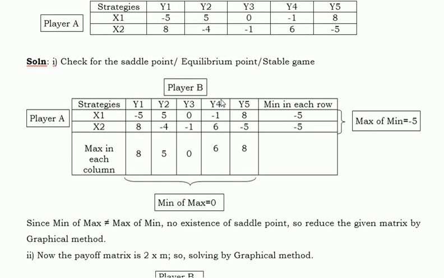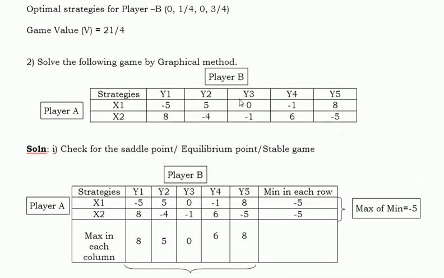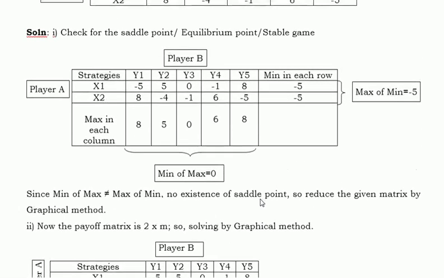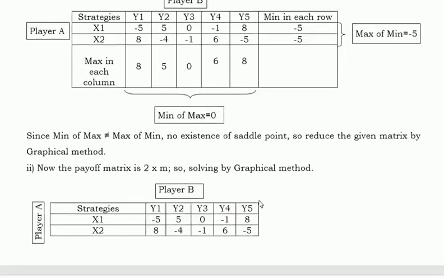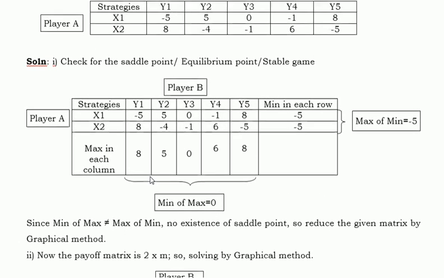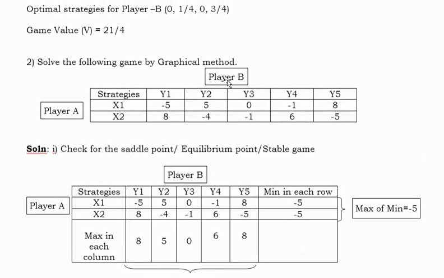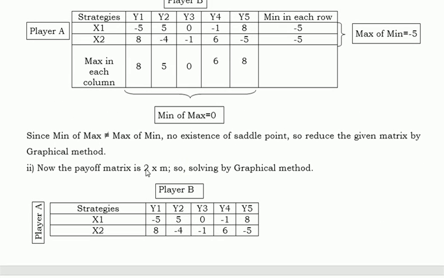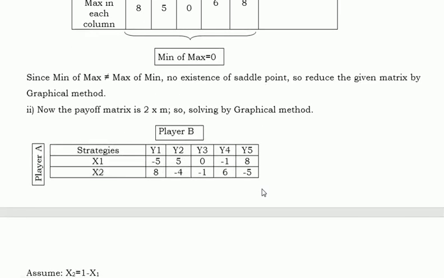But he clearly mentioned solve it by graphical method. It means you have to reduce the matrix by graphical method only, and you can apply graphical method because the order of matrix is 2 by m. For n by 2, 2 by m, you can apply graphical method. So directly you are applying graphical method without any dominance rule. No need to apply because clearly mentioned solve it by graphical method only. So applying graphical method to reduce the order of matrix.